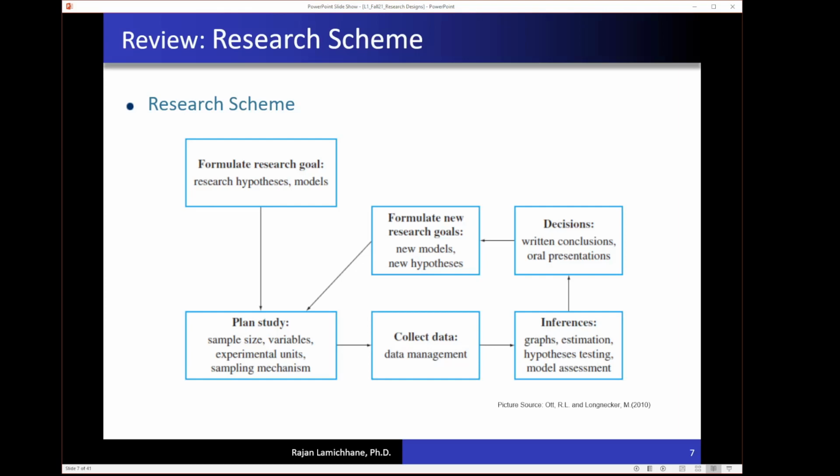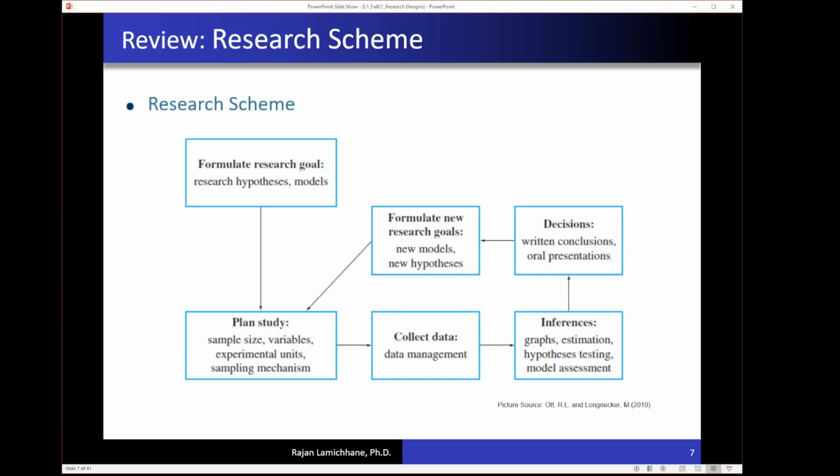So you need to plan the study very well, and once you plan the study, you start collecting the data, and then you start cleaning the data, you perform the data management, and you store the data. After the data collection and cleaning is done, the next step is to analyze the data and draw the inferences. So you can present your data through graphs or through quantitative displays such as mean, median, or standard deviation. And then you also perform hypothesis testing, and you see whether your model is a good fit or not through the model assessment.